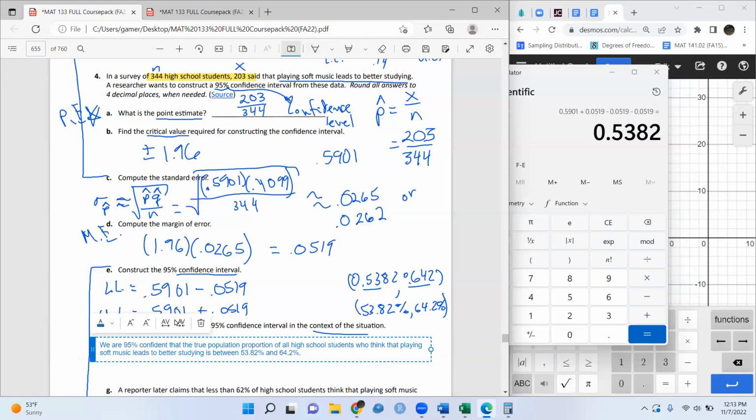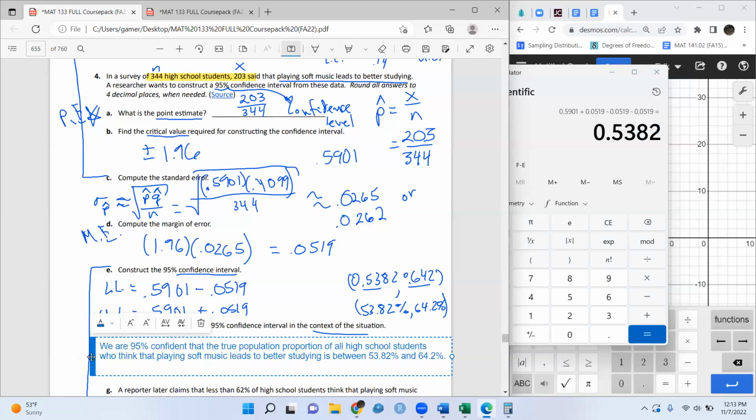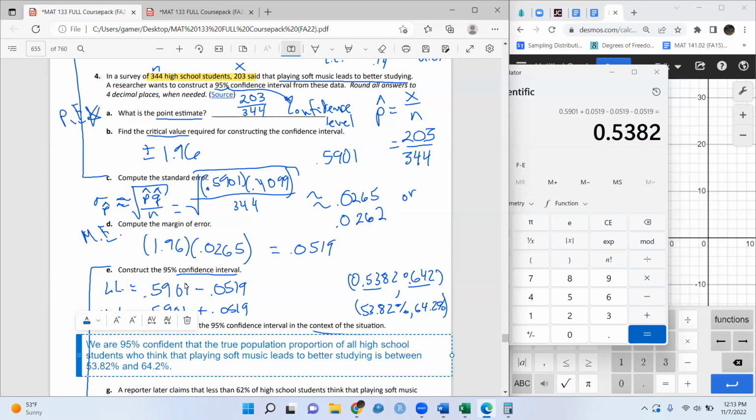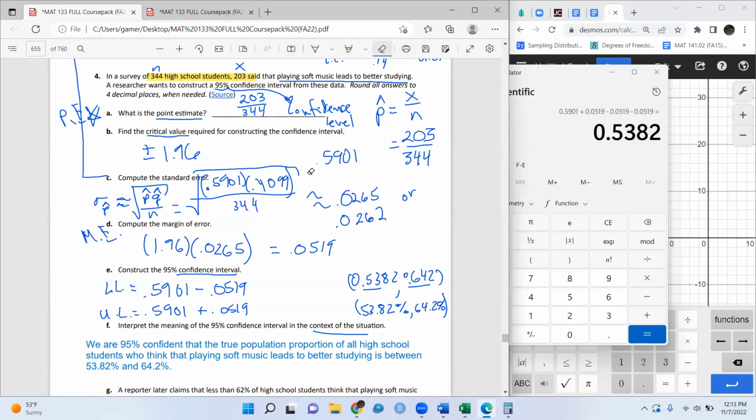But that's the idea. I do want to see that you know what it is we're talking about in the problem. And in this case, it's playing soft music while studying. You can also substitute the between statement with the words "is within," and then write the interval. I'm happy with that one too, either way.